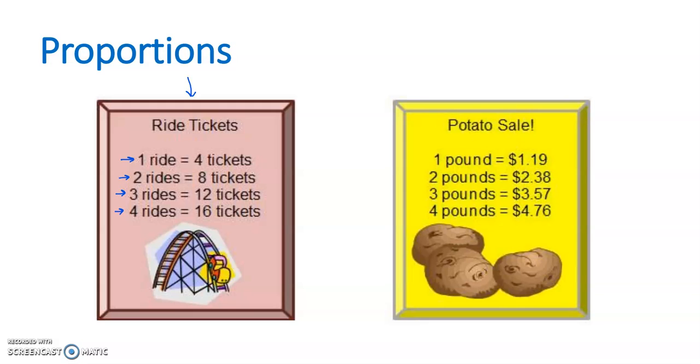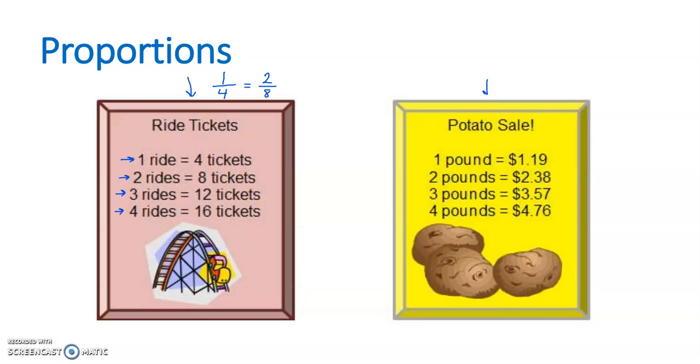So we can say that one ride is to 4 tickets, and that's equal to 2 rides is to 8 tickets. And that's equal to 3 over 12 and 4 over 16. So we know that proportionately you're going to be paying the same no matter how many rides you go on.